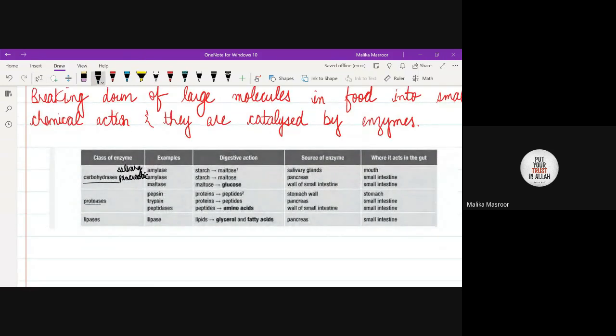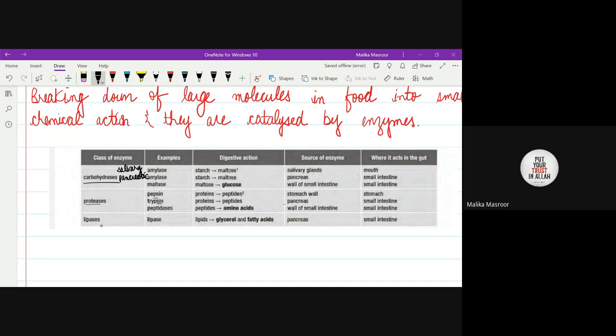Protease obviously works on your proteins. Pepsin, firstly, is produced in the stomach wall, works in the presence of HCl, acts in the stomach, converts your proteins into peptides. Trypsin also converts proteins into peptides, but this is coming from your pancreas, okay, and it works in the small intestine. Peptidases basically work on peptides and convert them into amino acids. This is also released from the small intestine, works in the small intestine.